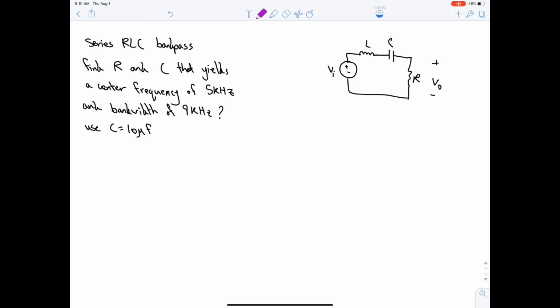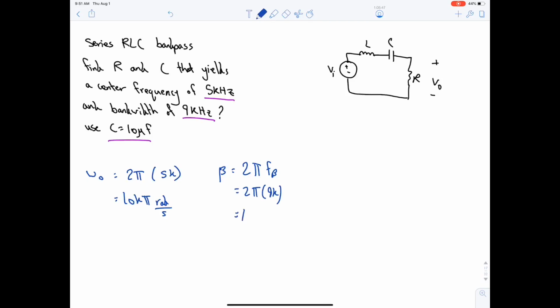Next, we have a series RLC bandpass. Find R and C that yields a center frequency of 5 kHz, bandwidth of 9 kHz, and use C equal to 10 microfarad. Okay, so omega naught, we know that it is 2 pi 5k, hence it's 10 kilo pi rad per second. Same for beta, it's 2 pi f beta, so it will be 2 pi 9k, hence it's 18 kilo pi rad per second.